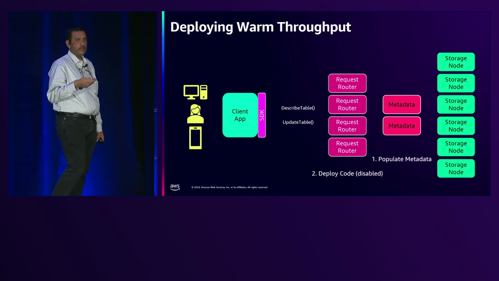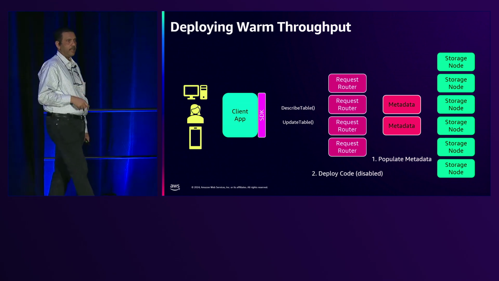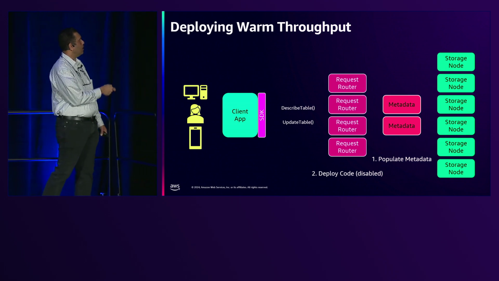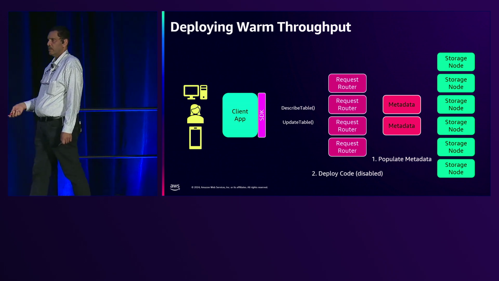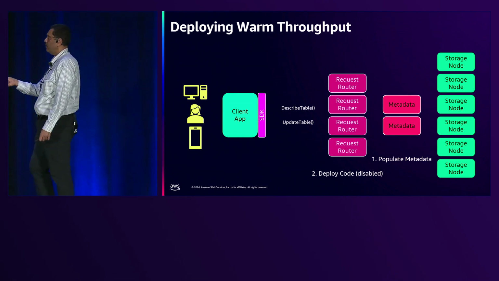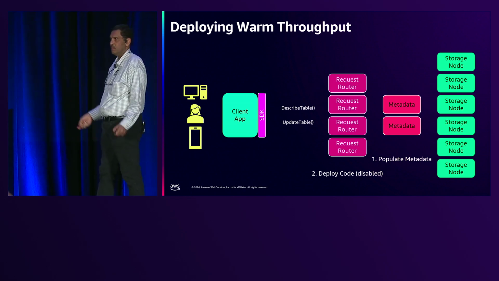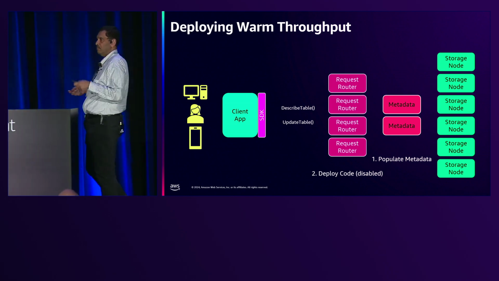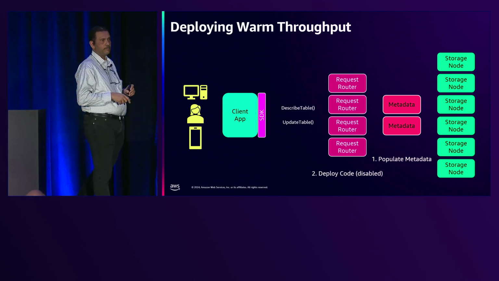If, for some reason, you figured out that there's this feature coming down the road and you made a describe table call with a warm throughput, or you made an update table call with a warm throughput, the request router would say, sorry, I don't know. How did we do the deployment? We deployed it one AZ at a time. The code is disabled. No problem. Nobody can use it. Okay? Hundreds of thousands of request routers now have the new code.